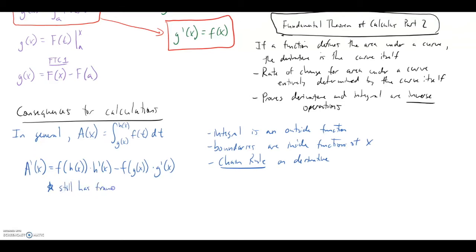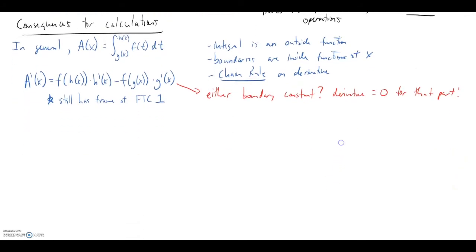And notice that this derivative still has the same basic frame as the first part of the fundamental theorem of calculus. We can see that we've really differentiated what we called big F of b minus big F of a. And one thing to note from this that's related to the earlier proof that we saw for the second part of the fundamental theorem is that if either boundary is constant, the derivative will equal 0 for that part. And so we'll end with a couple of examples to show off the mechanics of this process.